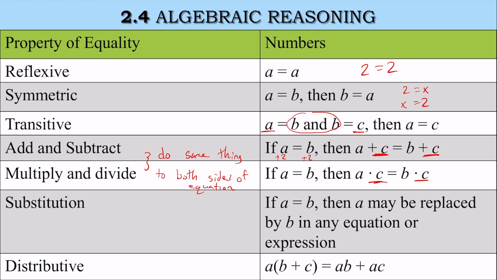Substitution, if A equals B, then A may be replaced by B in any equation or expression. So if two things are exactly the same, you can replace one with the other anywhere. And the distributive property. A times B plus C is A times B plus A times C.